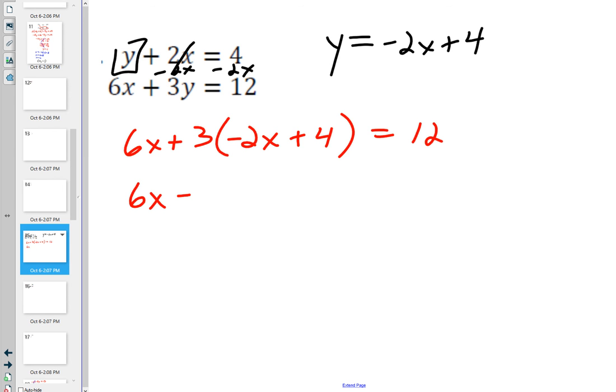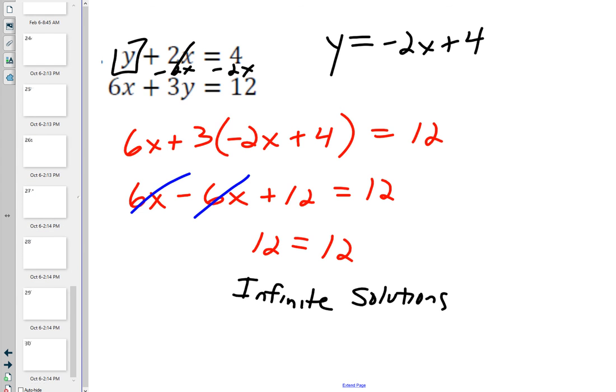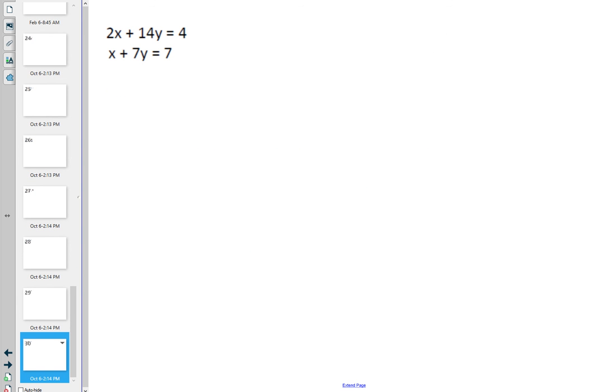So 6x minus 6x minus 12 is equal to, plus 12, thank you. That should be plus 12. So once all the variables canceled, he knew that there was not going to be one solution. I'm ending up with 2 equal numbers, so this system has infinite solutions. If I were to graph them, what would they look like? It would be? Yeah, it'd be the same line. Let's see if we can do one more. Yeah, do that one. Oh, way at the end.